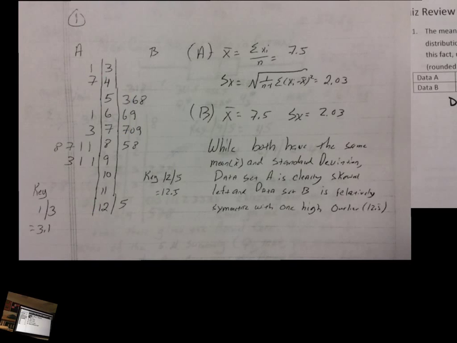All right, so now, if you notice, here's my average for A, here's the standard deviation for A. Here's my average for B, my standard deviation for B. Now, I want you to notice something: the average is the same. The standard deviation is the same. So it says to describe or make a comment on the shape of each distribution.